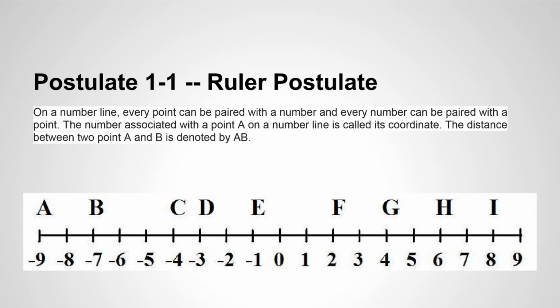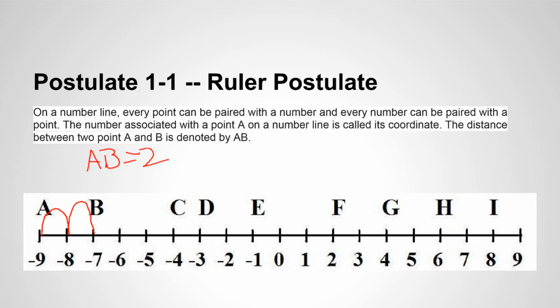This postulate that we're looking at is called the ruler postulate. And so it says on a number line, every point can be paired with a number. Every number can be paired with a point. The number associated with the point A on a number line is called its coordinate. The distance between 2 points A and B is denoted by AB. So if we're looking for AB, we can basically say, all right, we start at A and move how many units to get to B. And in this case, AB is 2.